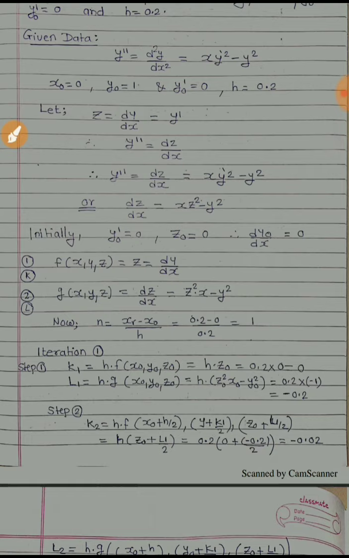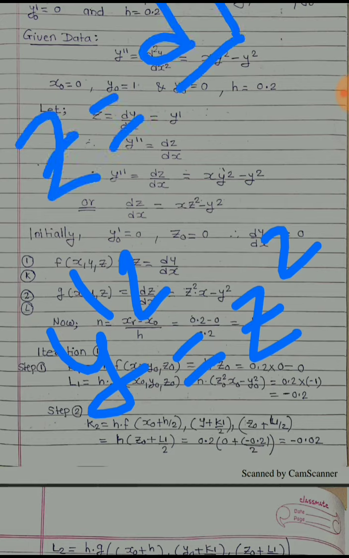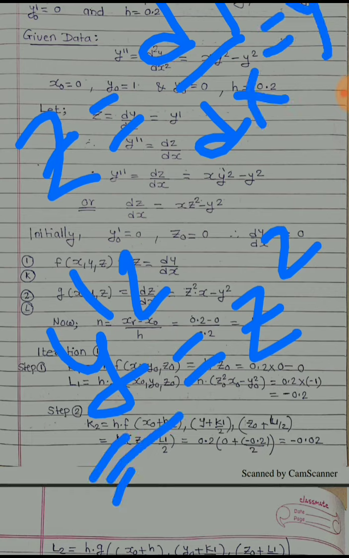So dz by dx is equal to x, then this y dash square term is written as z square. How is it so? Again, you need to understand, friend, z is equal to what? dy by dx, which is equal to y dash. So this dash term is nothing but dy by dx, and it is represented as z.